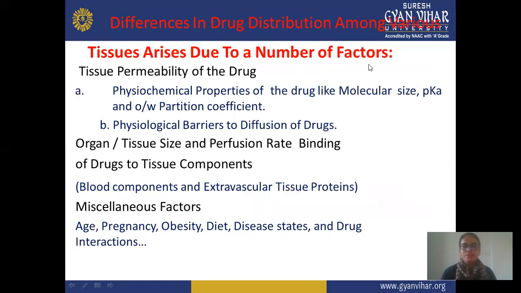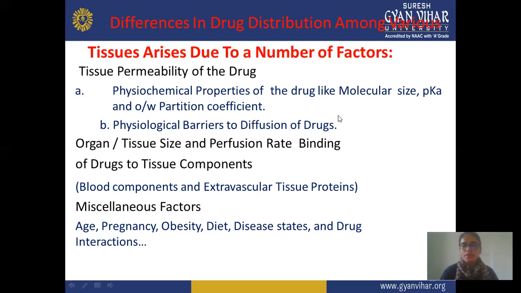Next, differences in drug distribution among the various tissues arise from a number of factors. The first is tissue permeability of a drug, meaning how permeable a particular tissue or site is to the drug. This includes the physicochemical properties of a drug like molecular weight, size, pKa, and partition coefficient. Physiological factors alone, or molecular size, pKa and partition coefficient alone, are not sufficient for tissue permeability; it may vary depending on the size or nature of the particular drug.